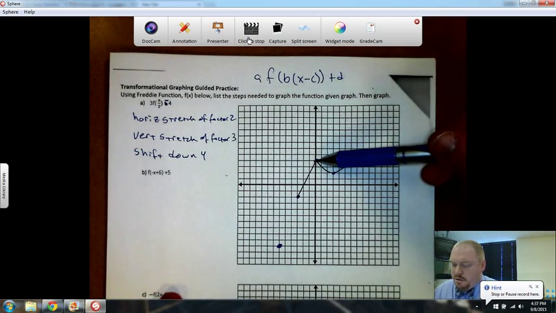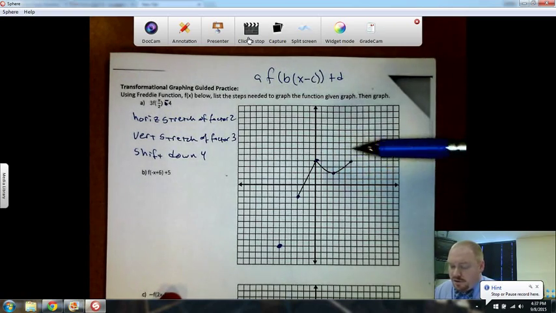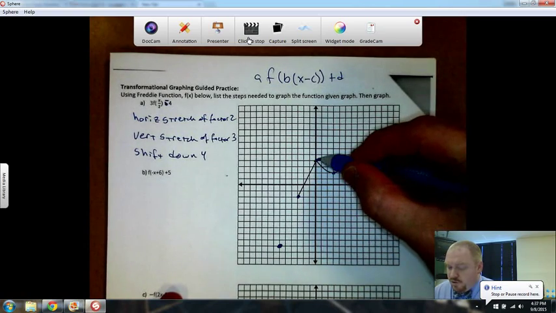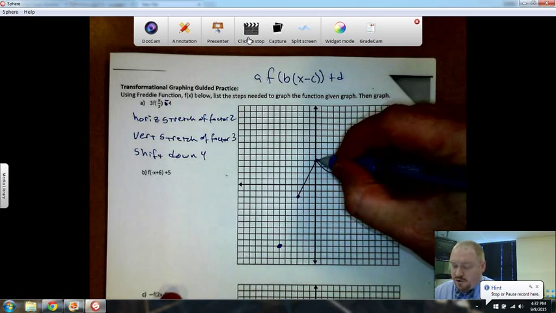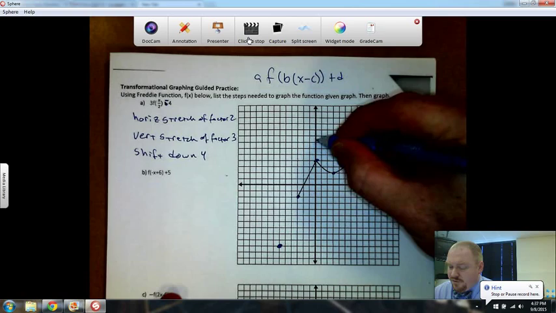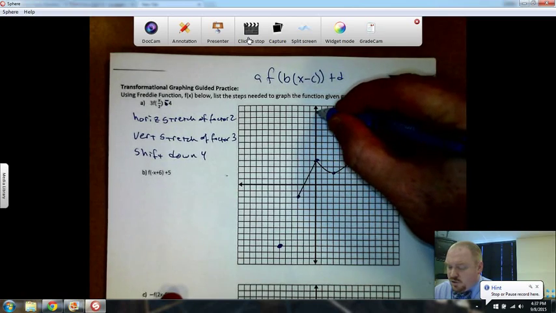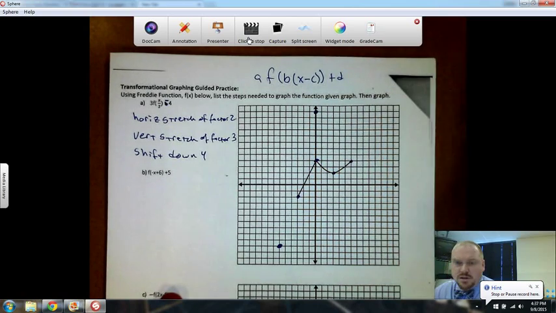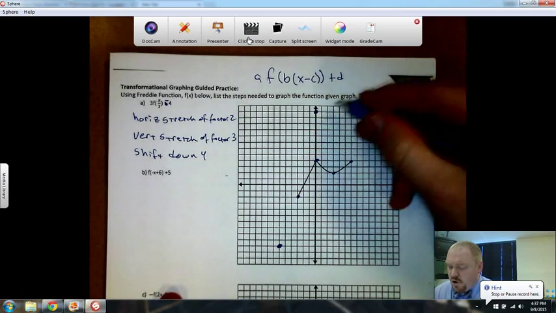Here, my x-coordinate is 0, so multiplying that by 2 doesn't do anything, because that's still 0. Okay, a vertical stretch of 3. So 1, 2, 3, 4. Okay, so that's going to make it 4 times 3 or 12. So 1, 2, 3, up to 12. Okay, so there's the new point.